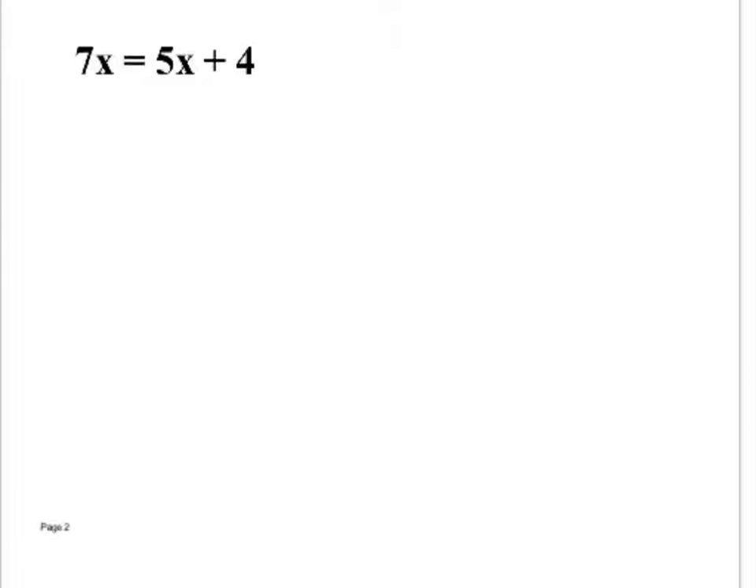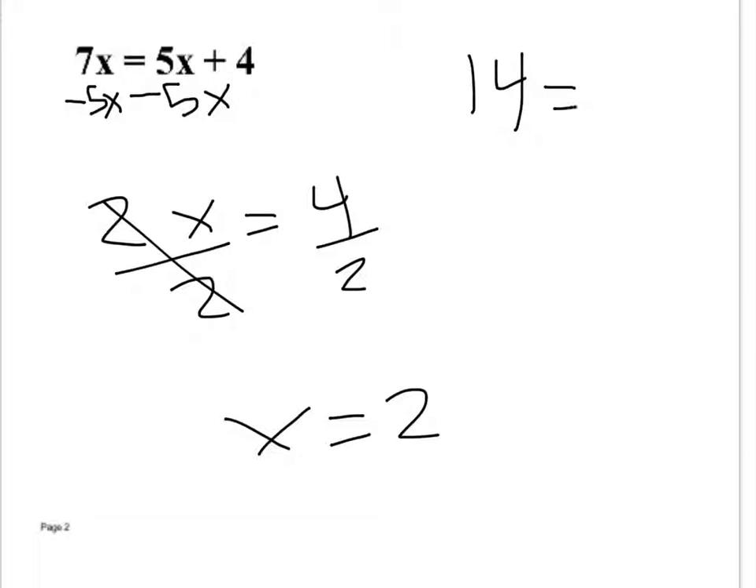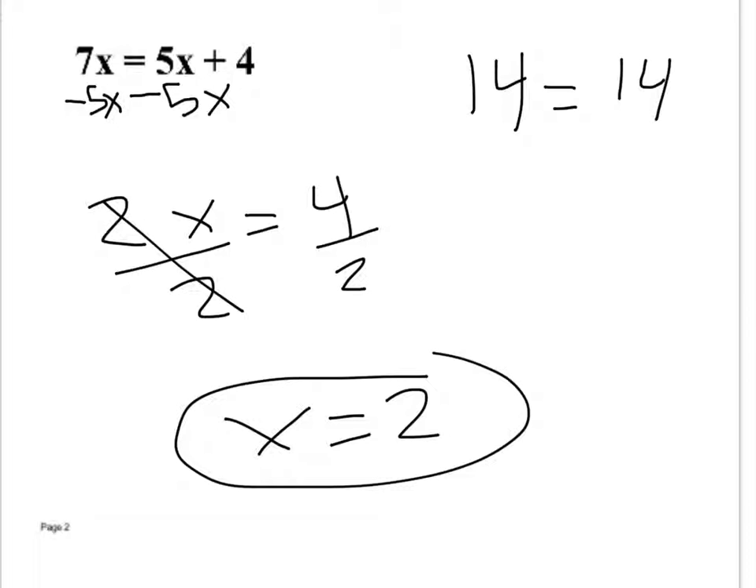7x equals 5x plus 4. We subtract 5x to both sides. Gives me 2x equals 4. Again, I divide by 2. X equals 2. If I plug 2 into both sides, 7 times 2 is 14. 5 times 2 is 10. 10 plus 4 is 14. So x has to be 2.